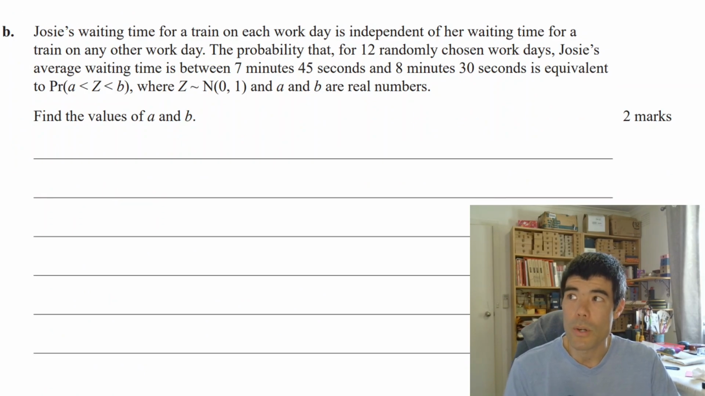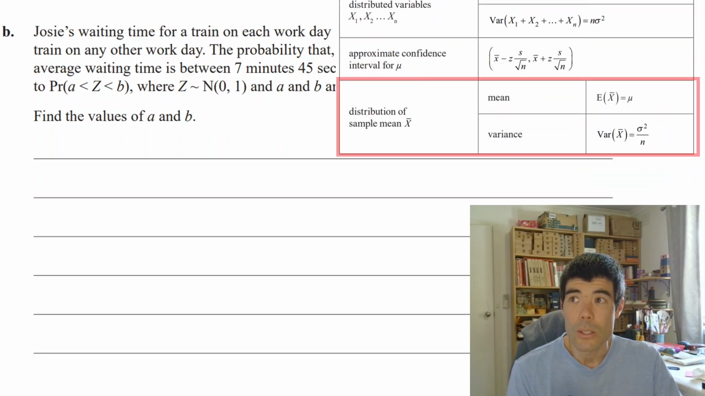For part B, we're interested in the waiting time only. And we want to find the probability that for 12 randomly chosen workdays, Josie's average waiting time is between 7:45 and 8 minutes 30. So it's a sample mean question, and we have the formula sigma squared over n for the variance, or sigma over root n for the standard deviation.